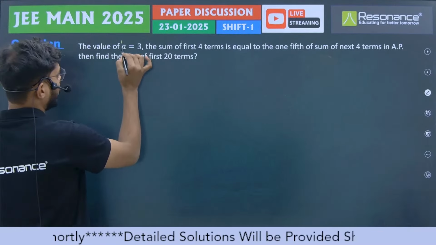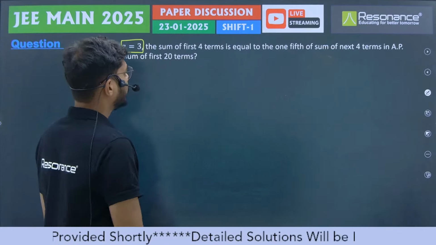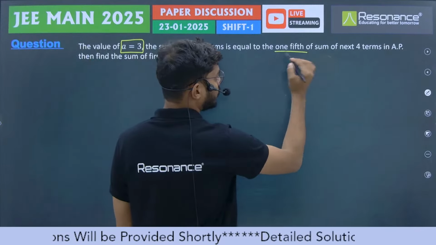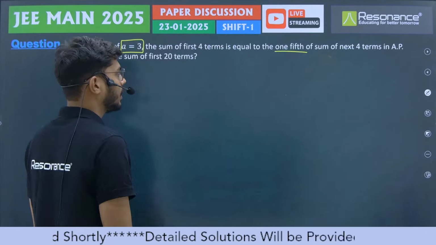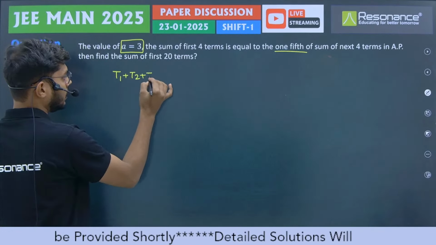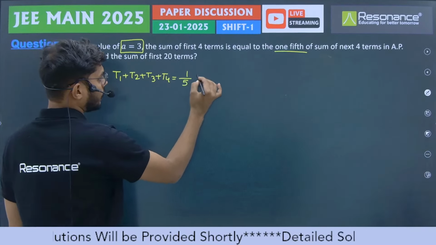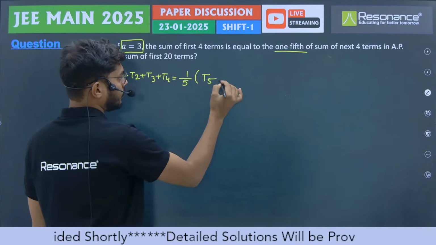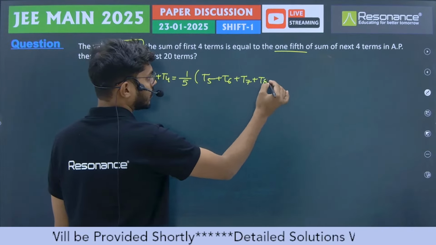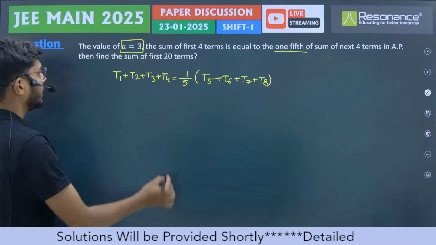The first term is given, A equal to 3. The sum of 4 terms is equal to 1/5 of the next 4 terms. It means I can say T1 plus T2 plus T3 plus T4 is nothing but 1 by 5 times of T5 plus T6 plus T7 plus T8. That is the meaning of the question, where the first term is given as 3, and all the terms are in AP. I have to find the sum of the first 20 terms.